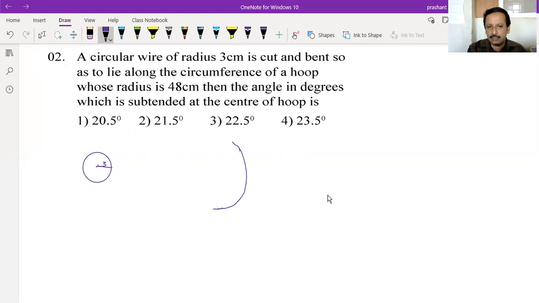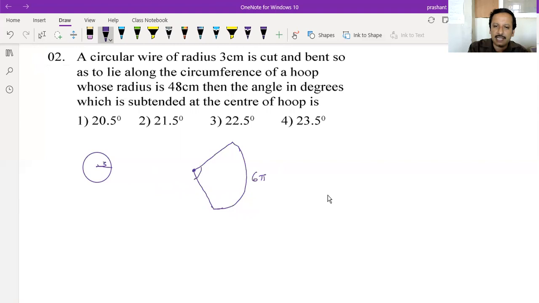Now its length. See, this wire is a circular wire of radius 3 centimeter that is cut and bent in this way. So that means now this length will actually be the circumference of this circle. Circumference formula, 2 pi r. Here r is 3. So 2 pi into 3, which is 6 pi. That will be the length of this arc. It lies along the circumference of a hoop, whose radius is 48 centimeter. So there is a center here, center of the hoop. And this is the radius.